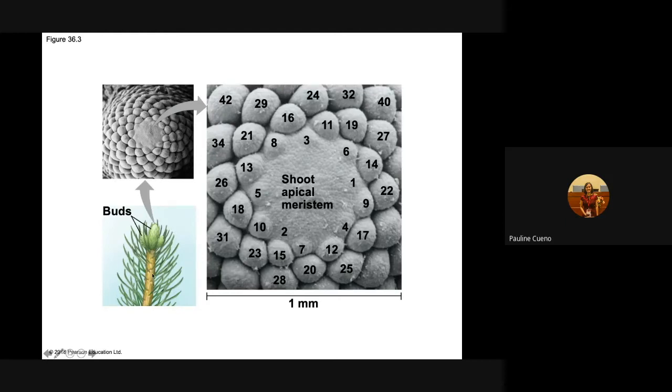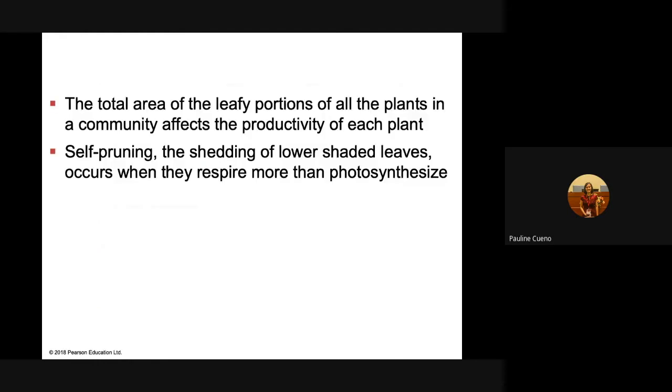So itong mga yan, yung reason kung bakit ganyan yung kanyang structure, meron din yang effect dun sa kanyang light capturing ability and even yung resources gathering ability ng plant. Okay, so lahat ng ginawa na bagay sa mundo, meron niyang function. Okay? And then, the total area of the leafy portions of all the plants in the community affects the productivity of each plant. Aside from that, self-pruning, which is the shedding of lower shaded leaves, occurs when they respire more than photosynthesize.